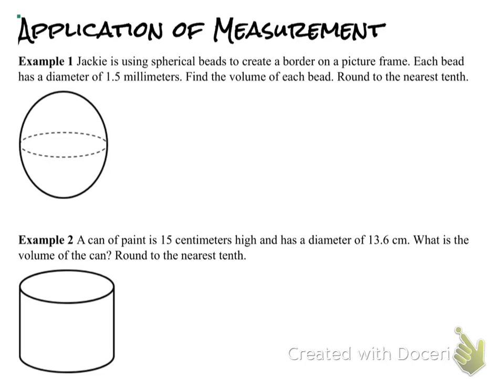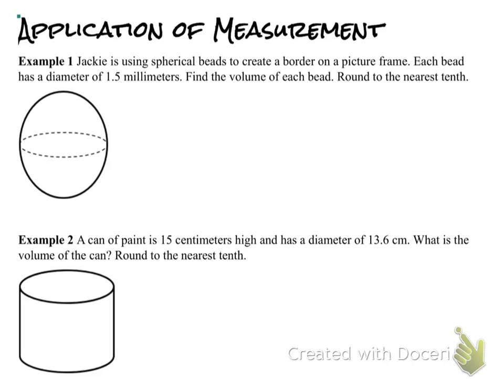The first example, so we're going to take everything that we've talked about, volume, surface area, all that, put it all into one, and look at it as far as a word problem goes. All right, so example one is talking about Jackie. She is using spherical, if that's a word, beads to border a picture frame. So she's really artsy-tartsy, wants to make this little cute picture frame. Each bead has a diameter of 1.5 and we want to find the volume of each bead.